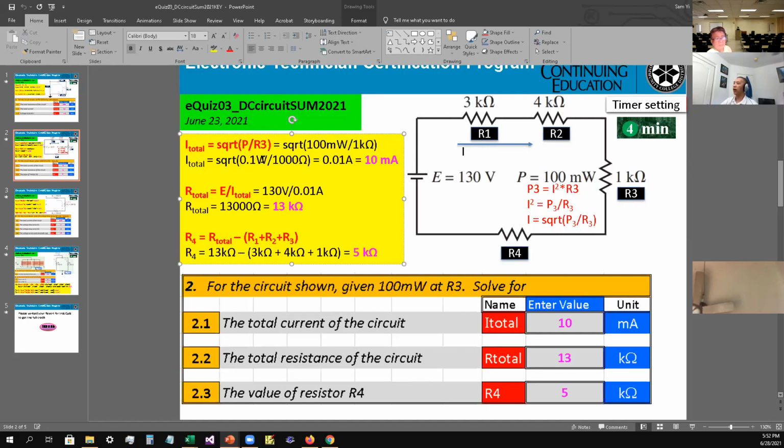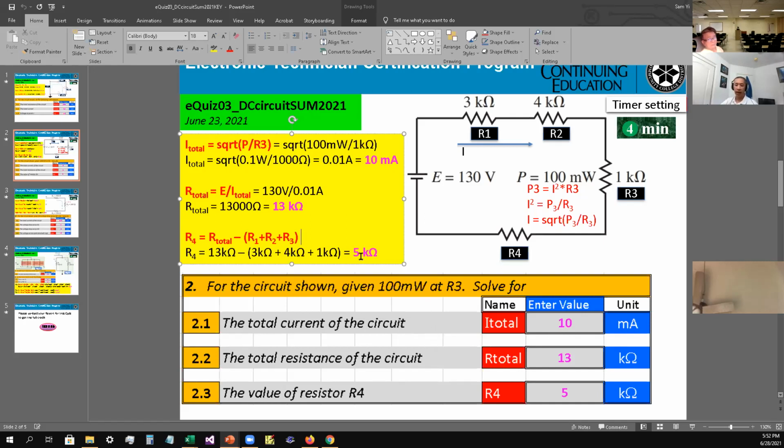Okay, so that's 0.1. Convert this one to the base unit and this one to the base. Divide that by that, and take the square root. That should become 0.01 amp, and they want the answer in milliamp. So we move the decimal place to the right 3 times, or times 1000. So it becomes 10 milliamps. The answer here for number 2.1 is going to be 10 milliamps.